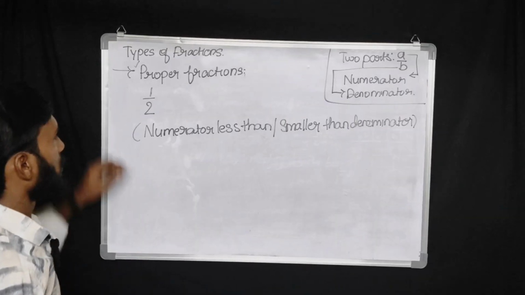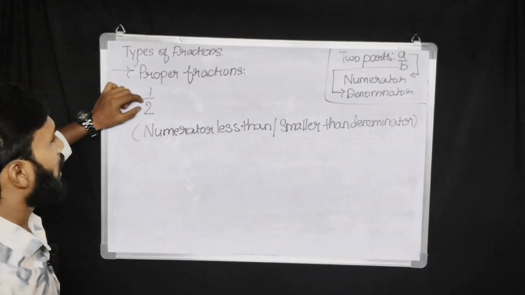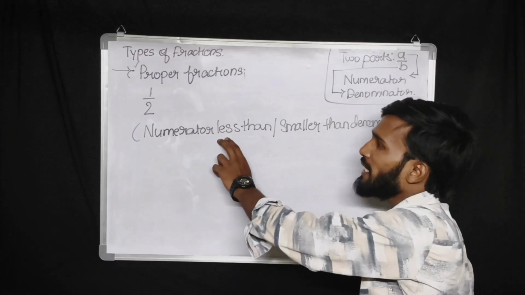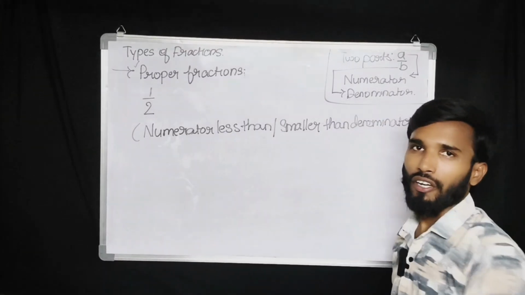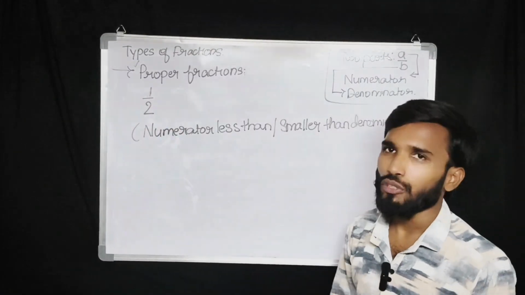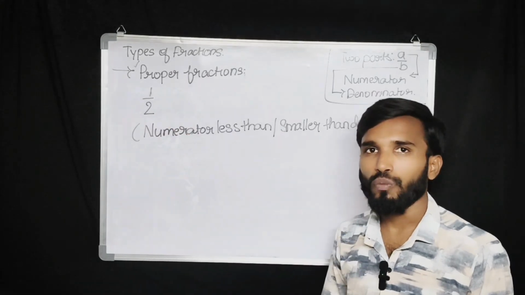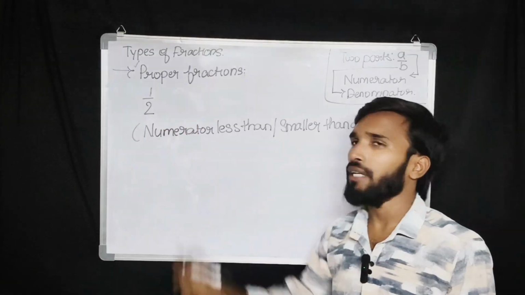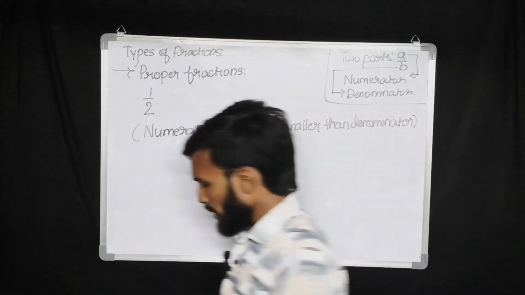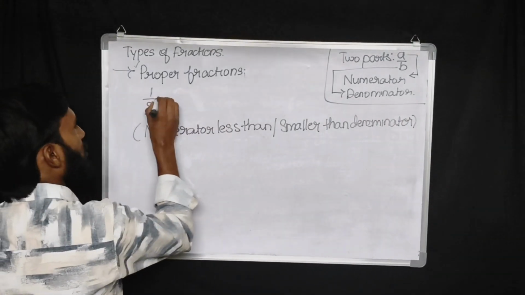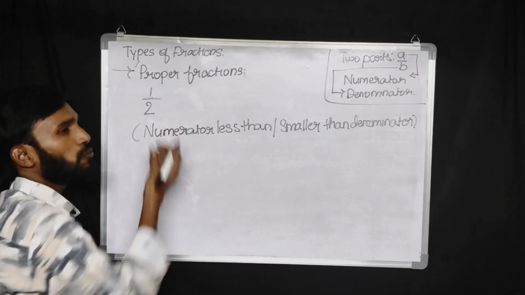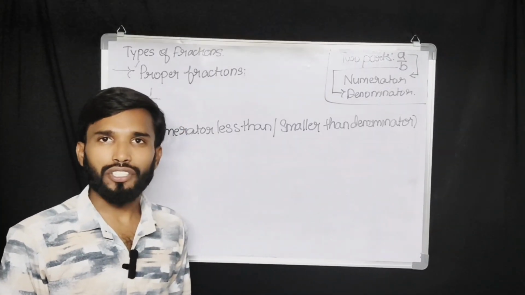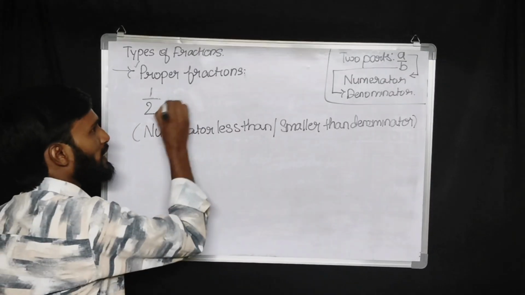If you observe, the numerator here is 1, the denominator here is 2. So our condition is numerator less than or smaller than the denominator. Which is the smallest one, 1 or 2? 1. And 1 is in the place of numerator. So where a fraction is having the numerator smaller than the denominator, then it is called proper fraction.